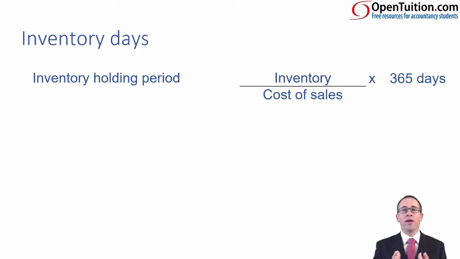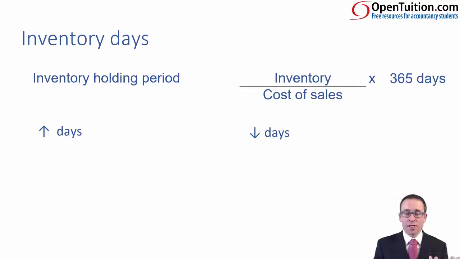Nice and simple. What we need to go through and think about is why those inventory days could go up and why they could go down. So increase in days, decrease in days. Do you want to think about it? If you do, pause the video. If not, let's carry on.